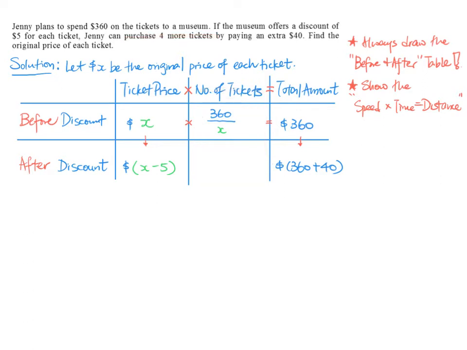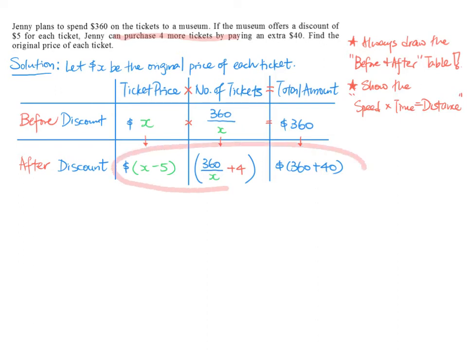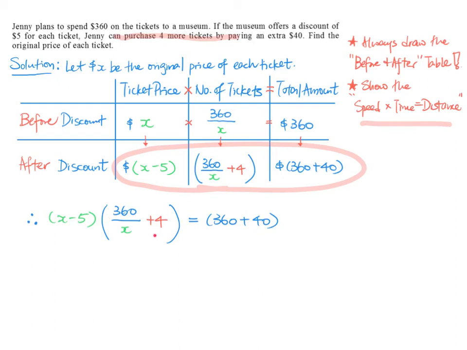Now let's back up a little bit. We can start here. Now, because we can purchase 4 more tickets, we could actually write the new number of tickets in terms of the old one, right? Which is like this. So everything is in this sequence, and in this case, every new term is in terms of the old one. So now, what is the equation? It will be like this. The speed times time, right? Which would become this equation. And that's still a correct one. And then we could continue the calculation on this.